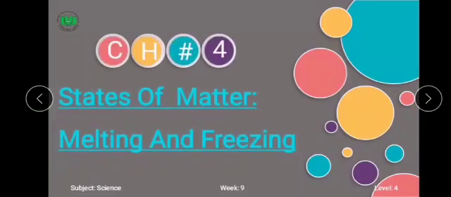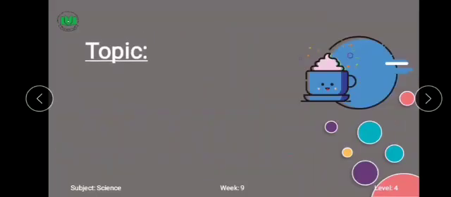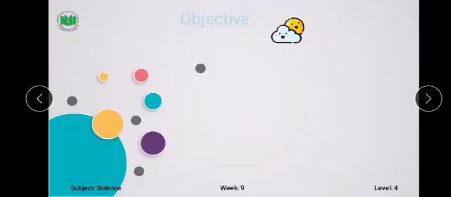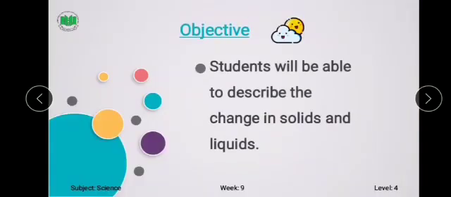This is the start of our new chapter, that is chapter number 4, States of Matter, Melting and Freezing. And the topic of today's lesson is what happens when materials are heated or cooled. The objective of today's class is that at the end of the class, students will be able to describe the change in solids and liquids.